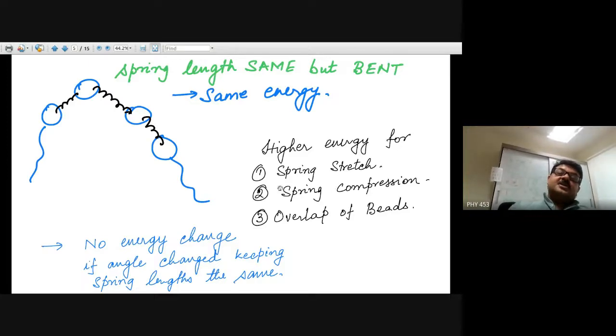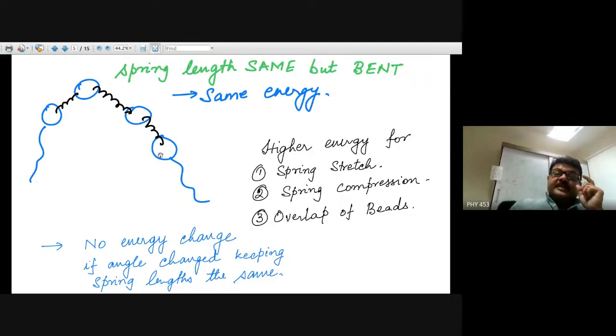Or if the monomers move so that the spring becomes compressed, it becomes smaller than the average length of the spring, so there would be a spring compression. And since we are modeling by a harmonic interaction, a spring interaction, that would also cost higher energy. So such microstates will be less accessible.